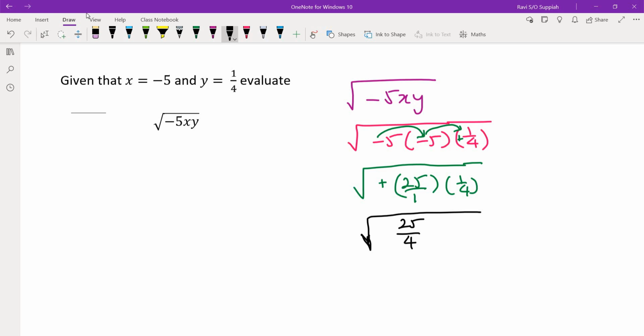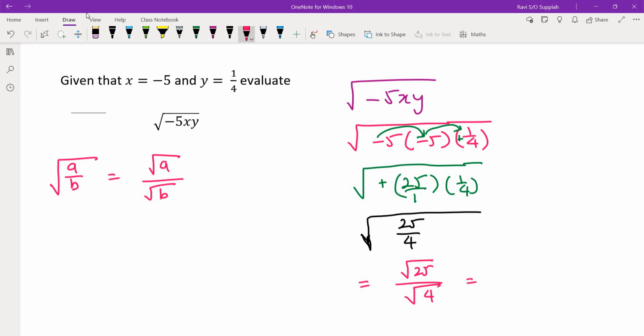When you have the square root of a whole fraction, that is equivalent to the square root of the numerator over the square root of the denominator. Let me write it separately. If I have the square root of a fraction a over b, it is the same as writing it as the square root of a over the square root of b. So this means I can write this as the square root of 25 over the square root of 4.